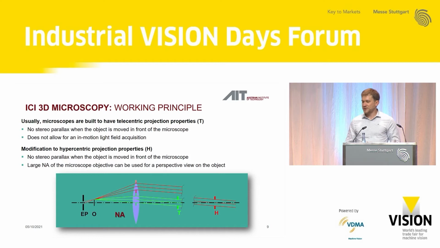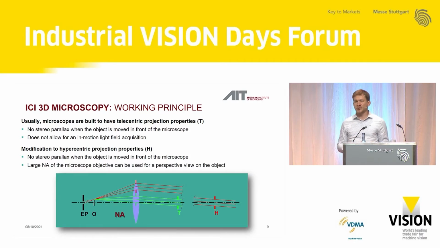Usually, microscope optics are built in a so-called telecentric way, which means if you move the object beneath the microscope lens, then you wouldn't see a motion parallax at all, so no 3D effect. But by introducing an additional aperture, you can actually shift the point of the projection center, and we shift it in a way that we get a so-called hypercentric perspective, which means that we view the object from the outside.